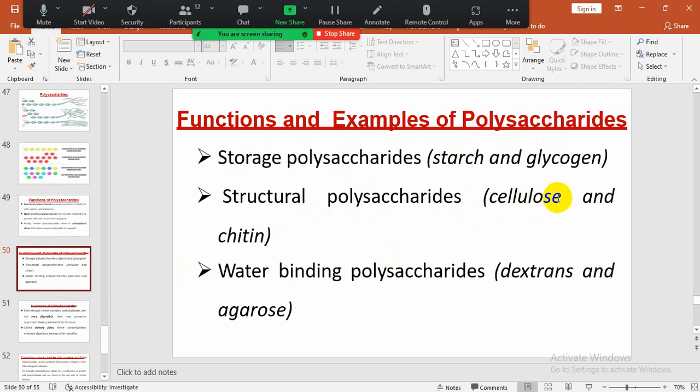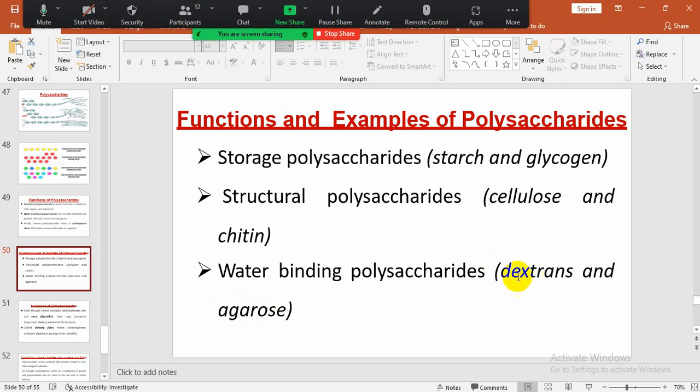Cellulose is found in plants, and chitin is found in what? I've forgotten where chitin is found, so find out. Water binding polysaccharides are dextrans and what? Agarose. When you go to the microbiology lab, they will teach you what agar is. Agar is what we grow the microorganisms on. It is a polysaccharide. It absorbs a lot of water, so the organisms love to grow on it.